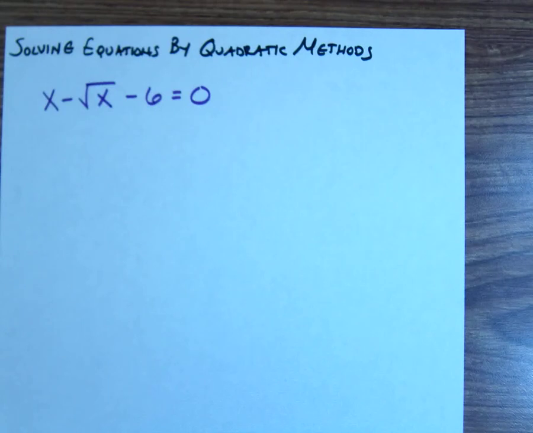Now, when I say quadratic method, there are a few that we have learned. The big ones are completing the square, quadratic formula, and then last week we learned the square root property. And all of these are really good methods for solving a quadratic, but the tricky part is sometimes deciding which method is the one to use.